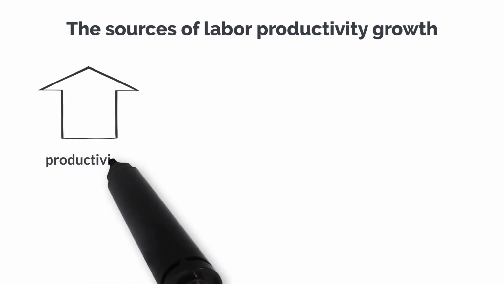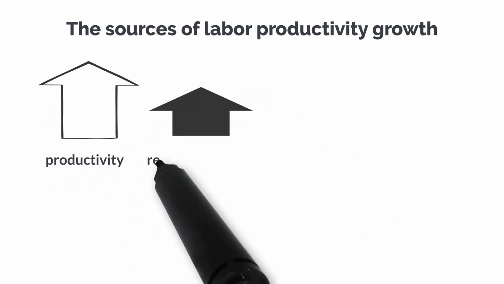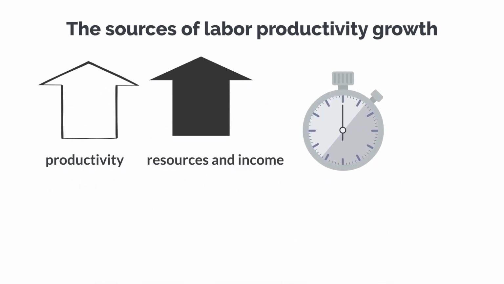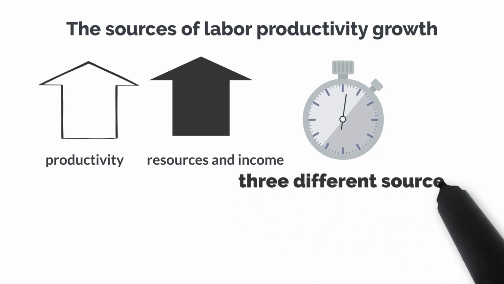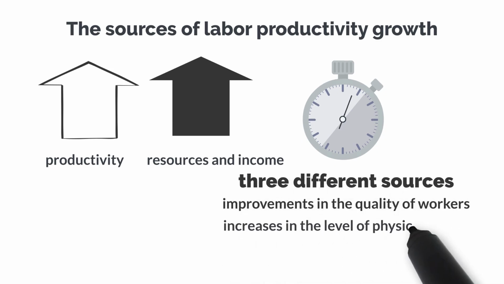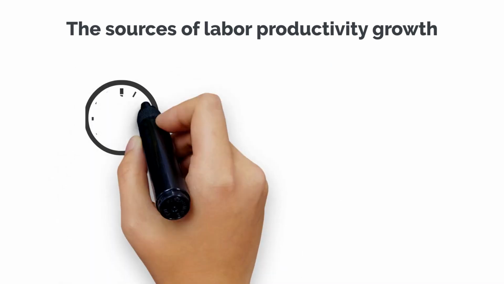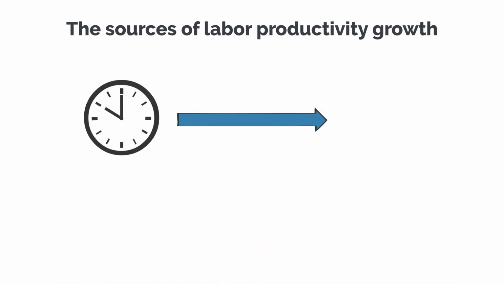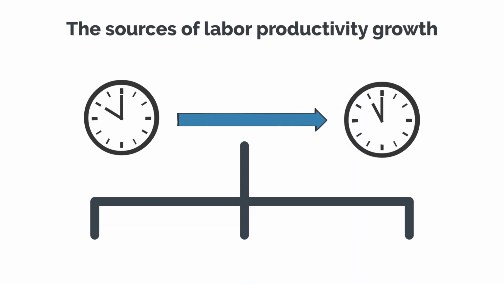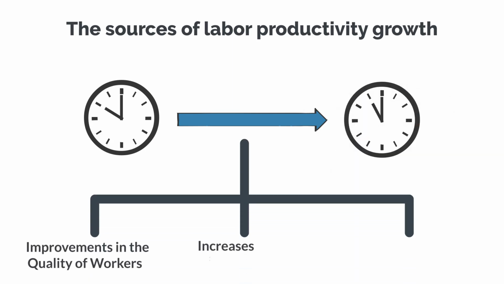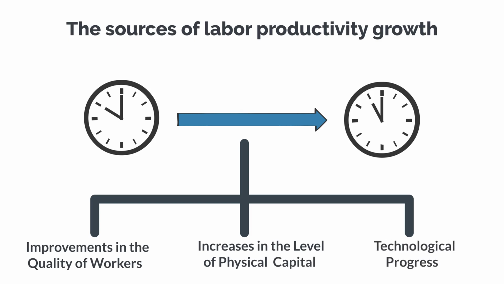As productivity increases, society can produce more goods and services with the same level of resources, which, all else equal, increases incomes and access to goods and services, including additional leisure time. Growth in output per hour of labor can be achieved through three different sources: improvements in the quality of workers, increases in the level of physical capital, and technological progress.